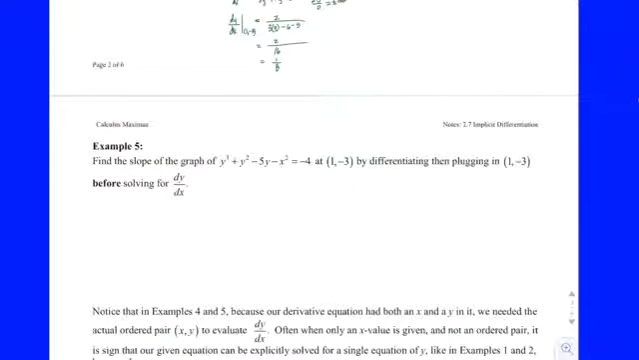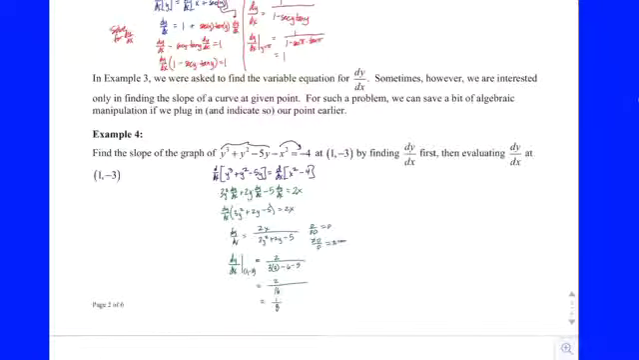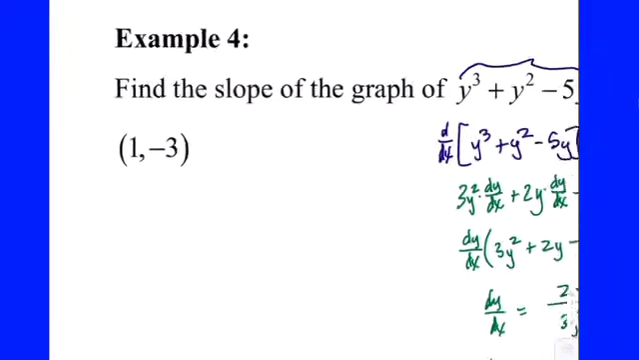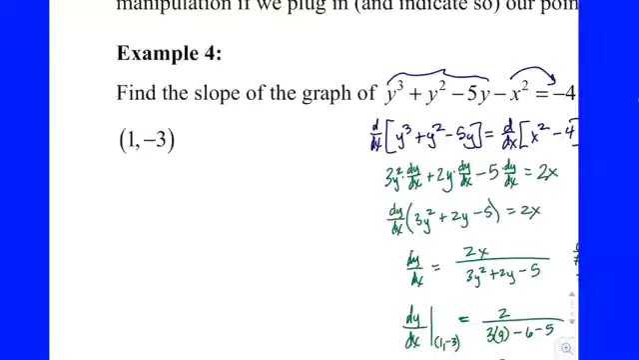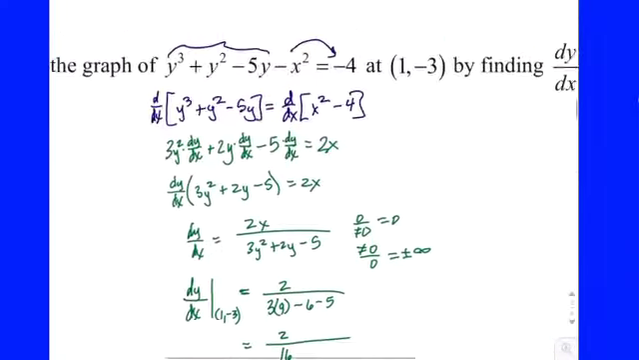All right, we're on example five. But example five is really just an extension of example four. And it's more of kind of a strategy thing. If you remember on example four, our end product was a numeric slope at a point. We came up with 1/8.